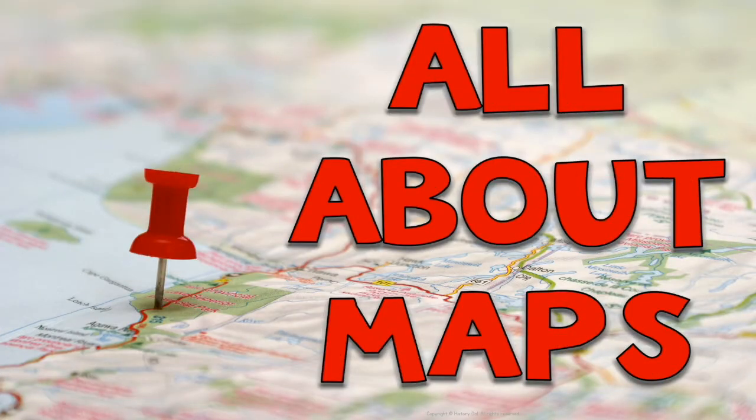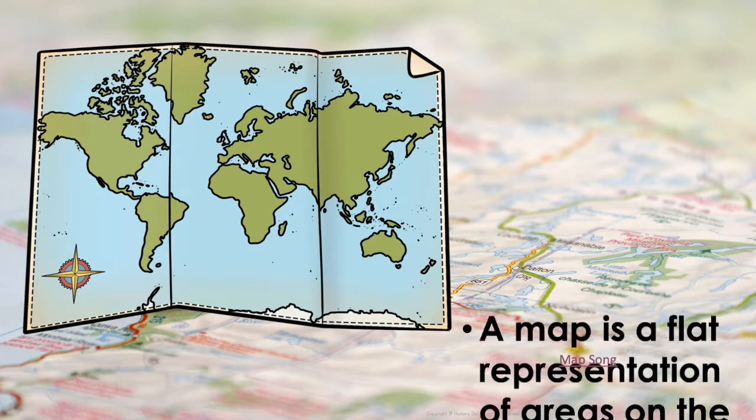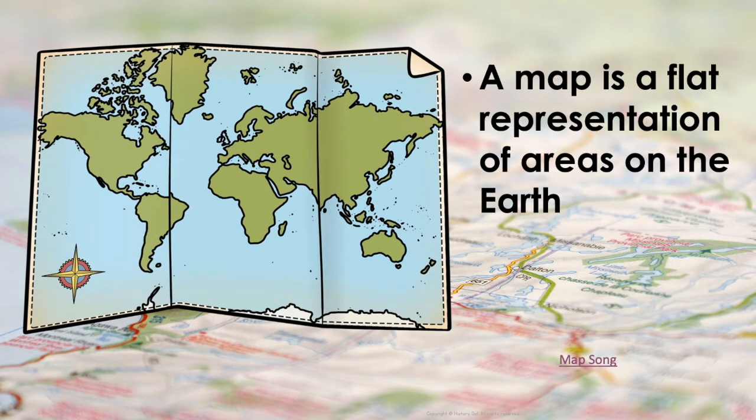All right, students, today we're going to learn about maps. It's just a flat representation of the areas on the Earth. It's a lot easier to carry maps around than to try to be carrying around a globe the size of a basketball, so travelers used a map.